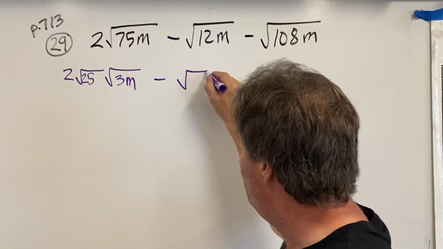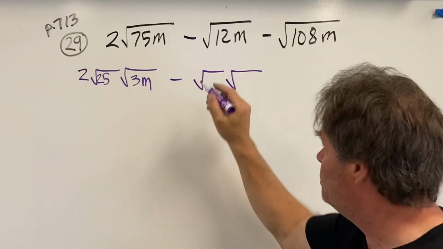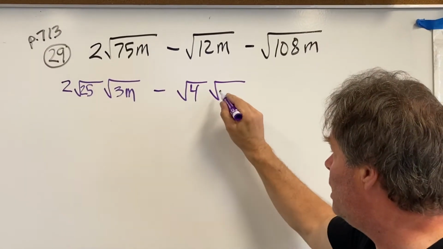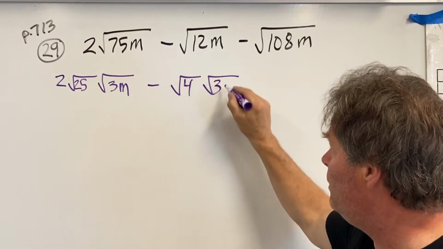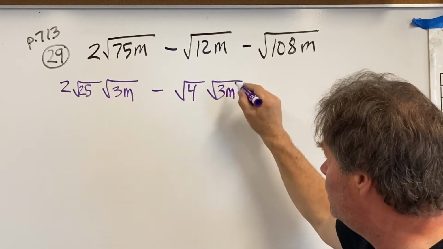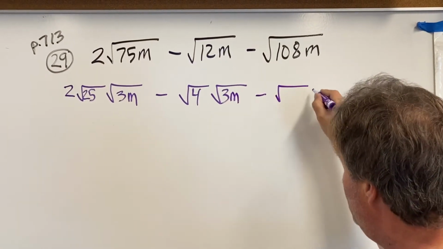Minus root pretty, root ugly. What's pretty about 12? 4. What's ugly? 3. And then m is all ugly. It goes on the ugly side. Minus root pretty, root ugly.